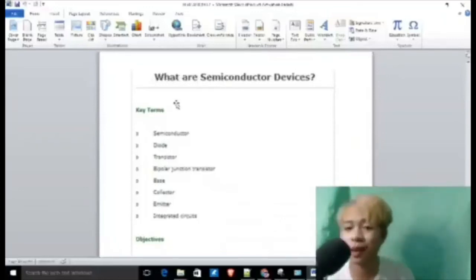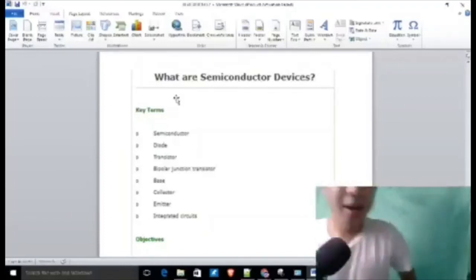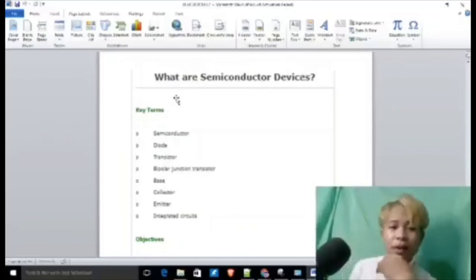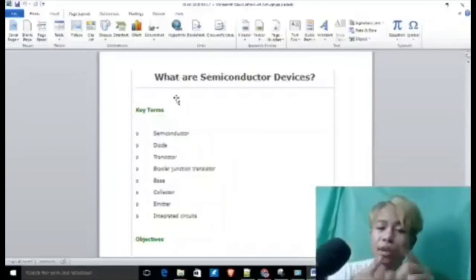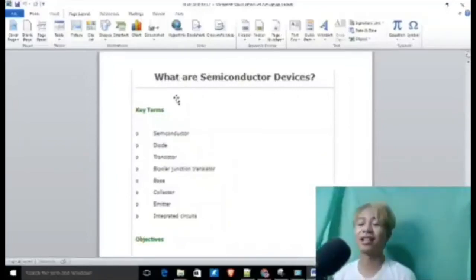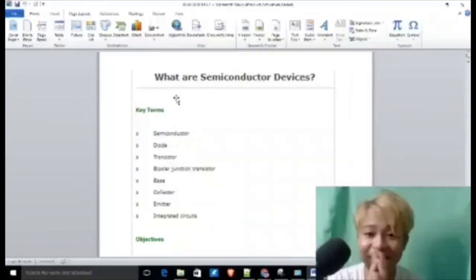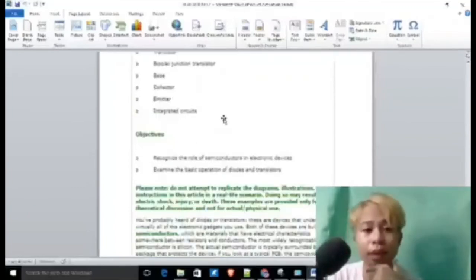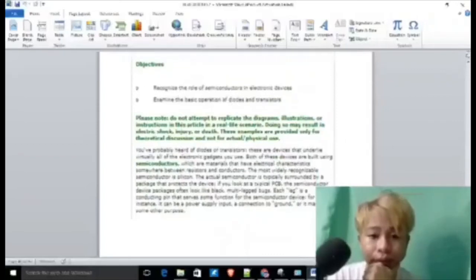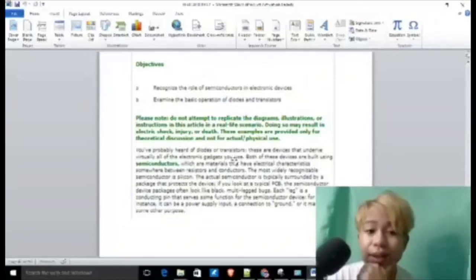Wait a minute. Okay, what are semiconductors, boys? When I first saw this question, I didn't have knowledge about semiconductor devices. Although I know what device means, I did not know what semiconductors were. So here it was, teaching me that some devices use semiconductors, which are materials that have electrical characteristics somewhere between resistors and conductors.